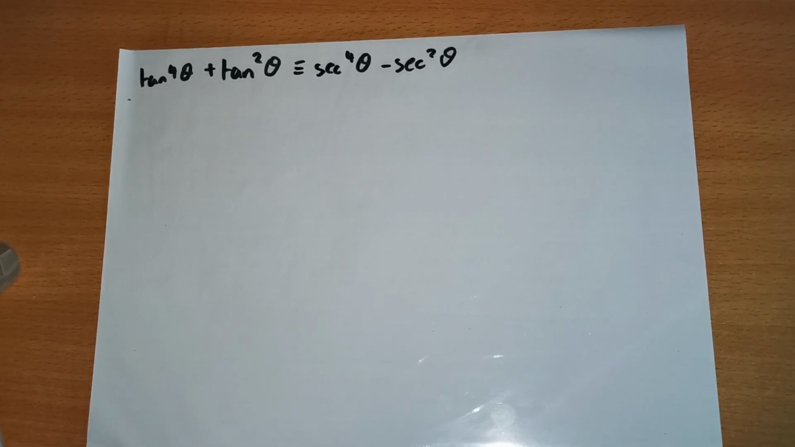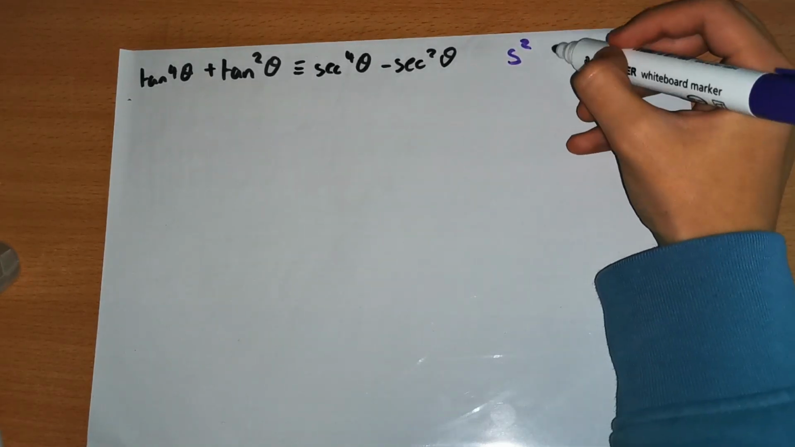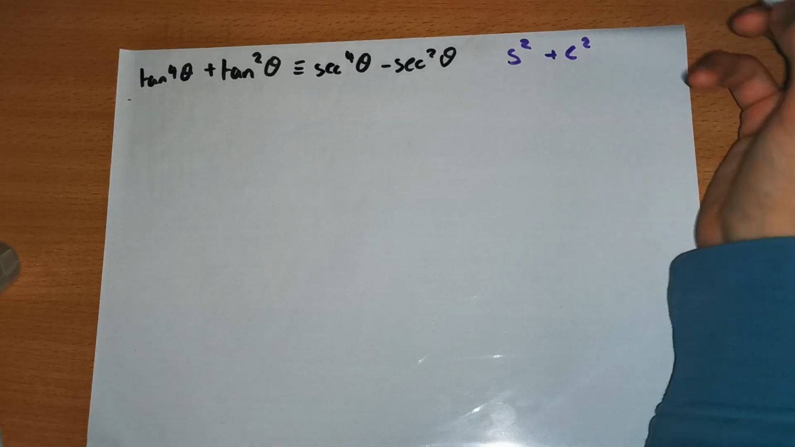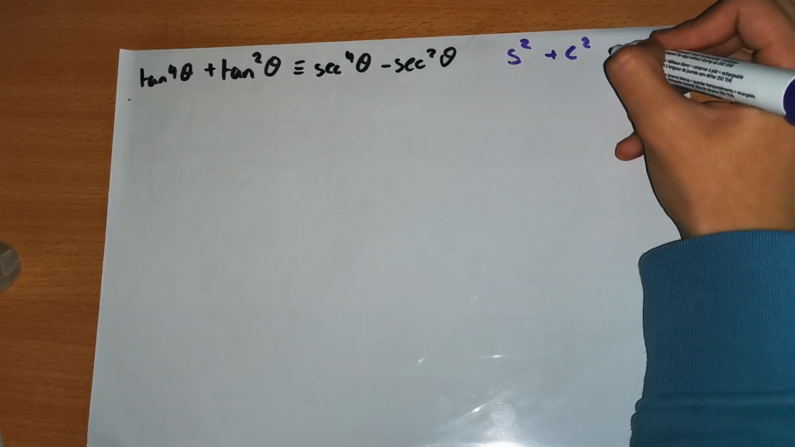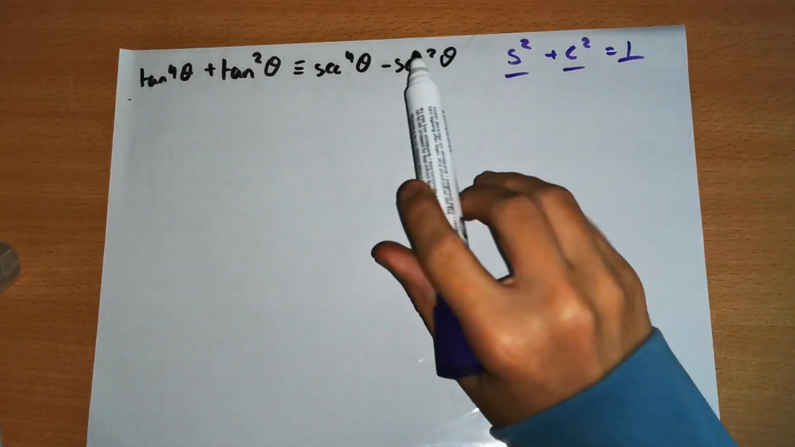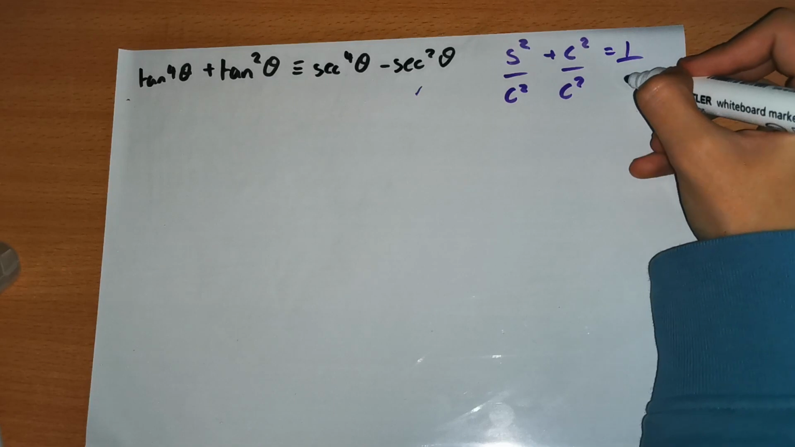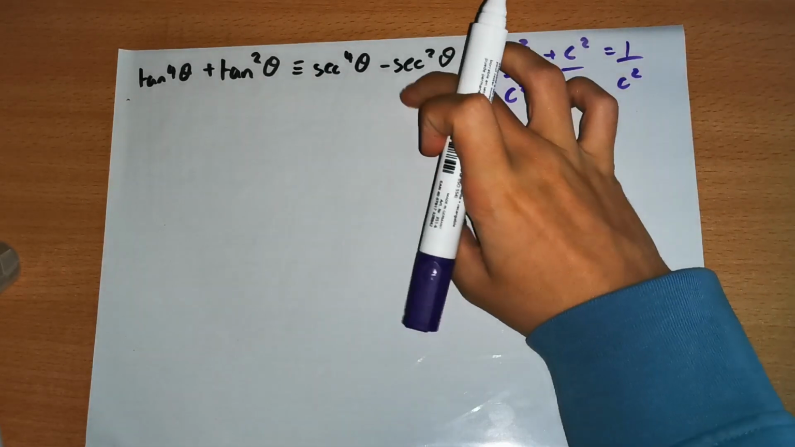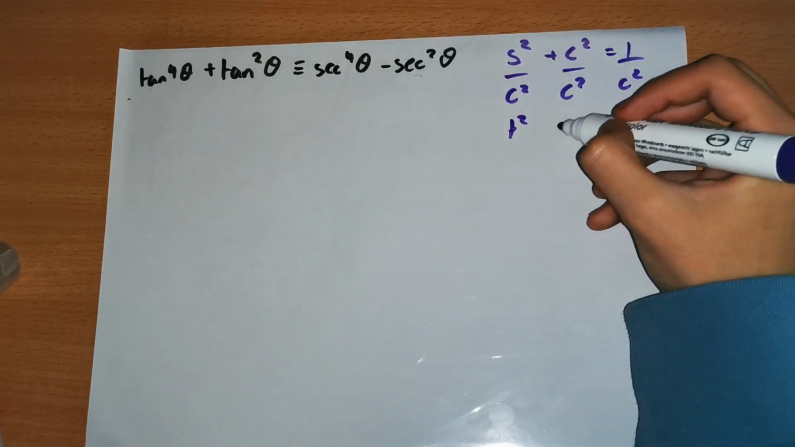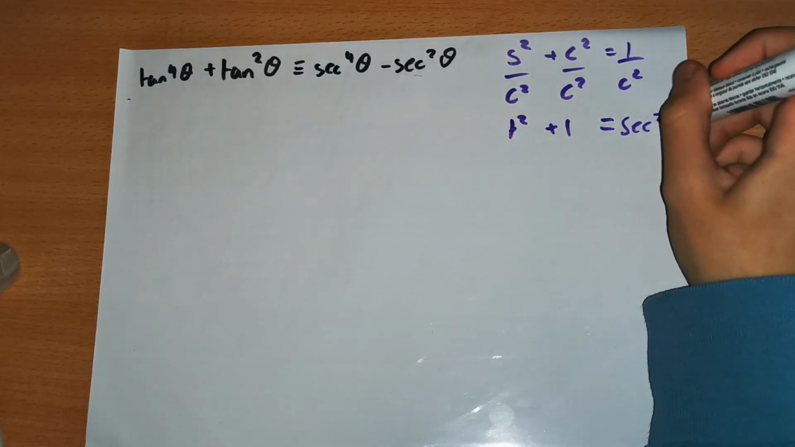What I sometimes like to write out the side of my page will be sine squared theta, we're just going to write it as s squared, plus cos squared theta, write it as c squared, is equal to 1. And then if we want to get to secant, we know that's something to do with cos because of the c. We're going to divide by cos squared, and then you know that you're going to get tan squared plus 1 is identical to sec squared theta.